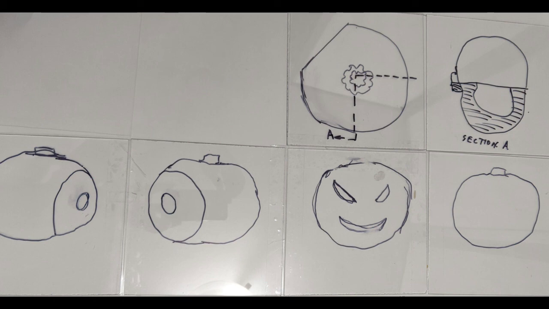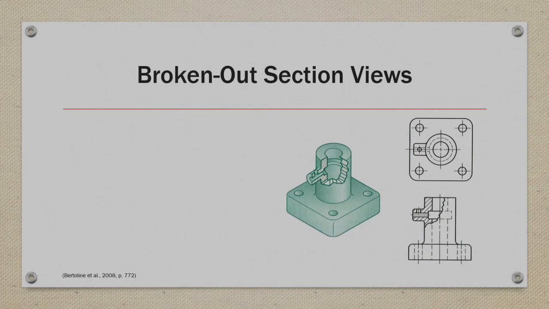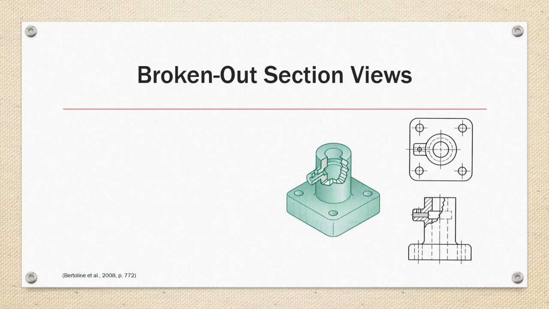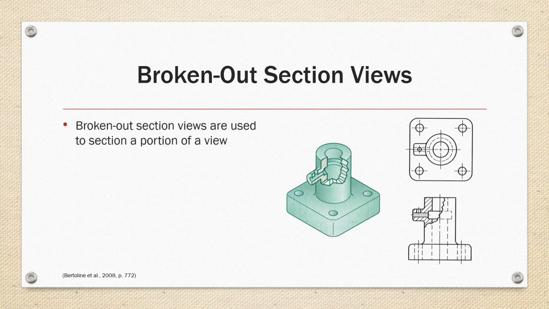Now let's go back and look at the last and final basic section view in this lecture. The final basic section view covered in this lecture is the broken out section view. Broken out section views are used to section a portion of an orthographic view rather than creating an entirely new view.